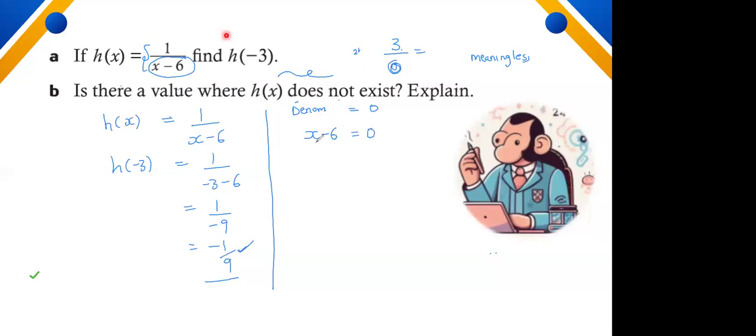And therefore, you find the value of x. So we shall have x plus 6 is equal to 0 plus 6, so x will equal 6. So the moment you insert 6 into this function, you are going to find out that you are getting 1 out of 0. And therefore, it means the function does not exist.